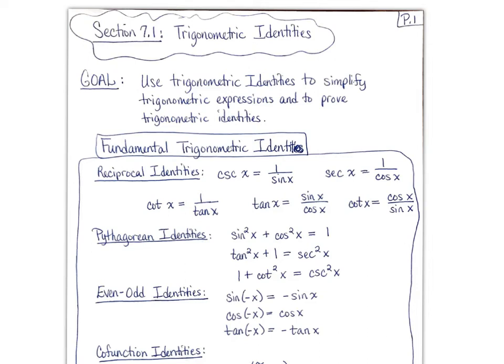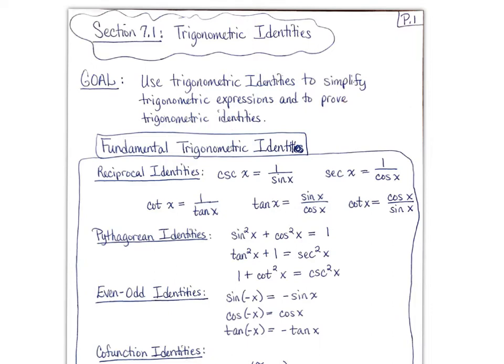Right, so section 7.1 talks about trigonometric identities. You look at the identities in this box, do they look new? No, because we've already talked about them before. Okay, we put them here again because now you're going to be seeing and actually using these whenever we are simplifying trigonometric expressions and proving trigonometric identities.